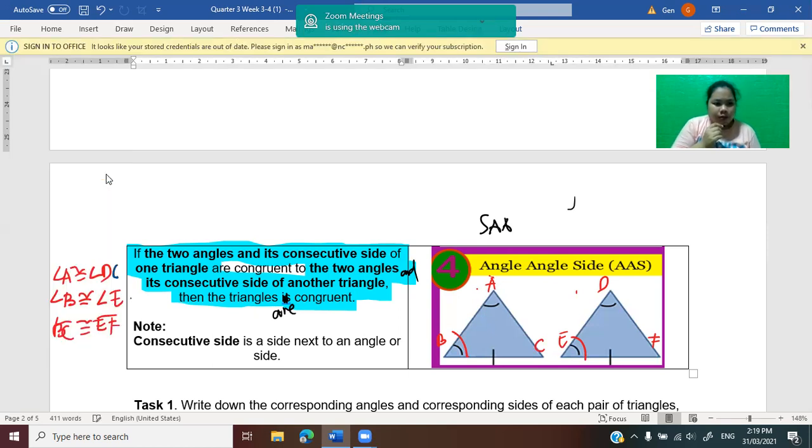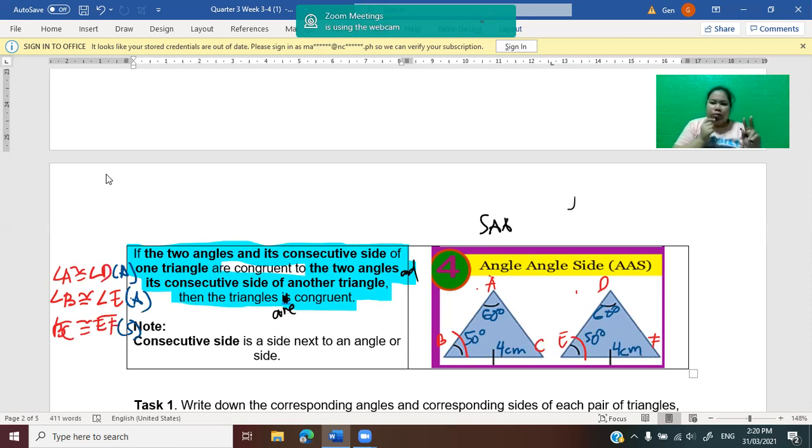So this is what? Angle, inside. Okay, so lagyan natin ng measure. So let's say this is 60. If this is 60, this is 60. If this is 50, this is 50. So if this is 4, this will be 4. Tama? Yan. So that's how we illustrate AAS congruence theorem kapag mayroong measure.